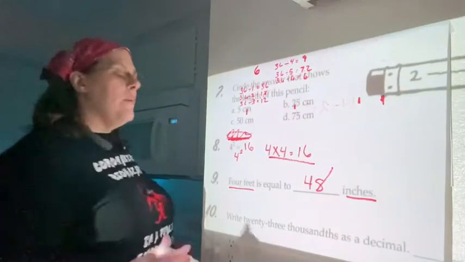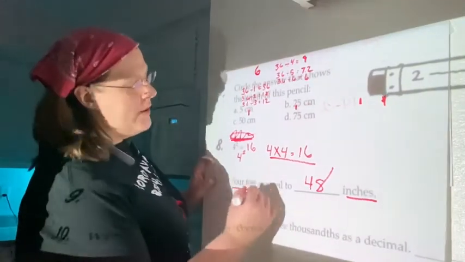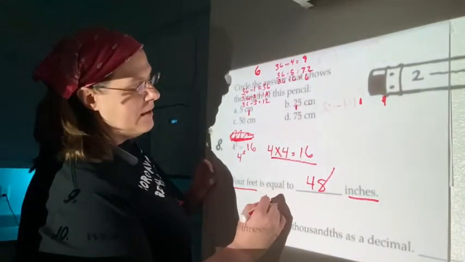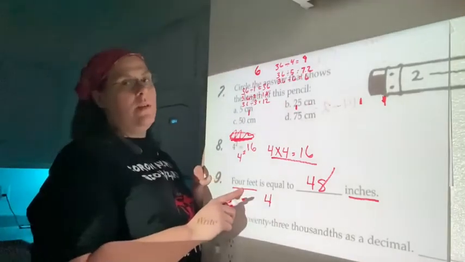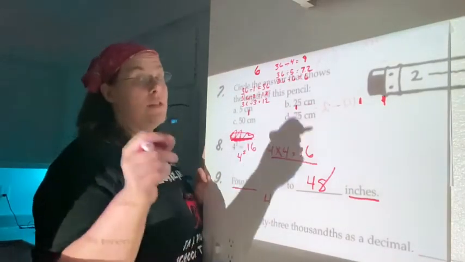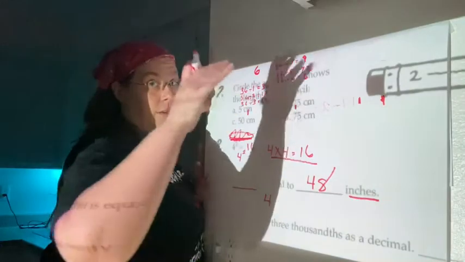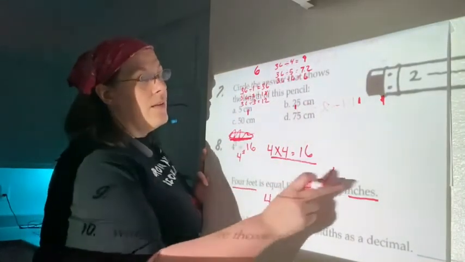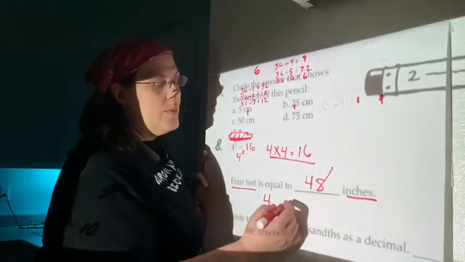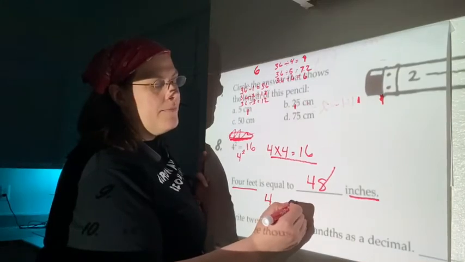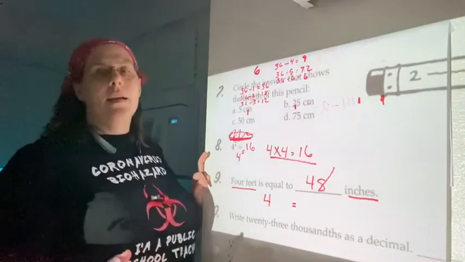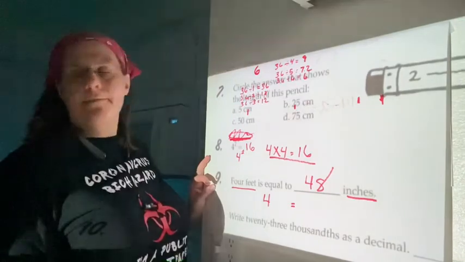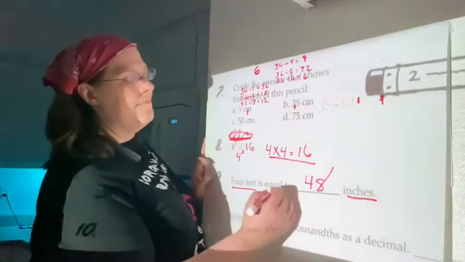Now let's do it the long way. 4 feet, so we got 4 feet. If we're going to be changing from a big unit, because 4 feet are bigger than inches. Inches are smaller, feet are bigger. 4 feet into inches is going to be what? Alexa, how many inches are there in a foot? 1 foot is 12 inches.